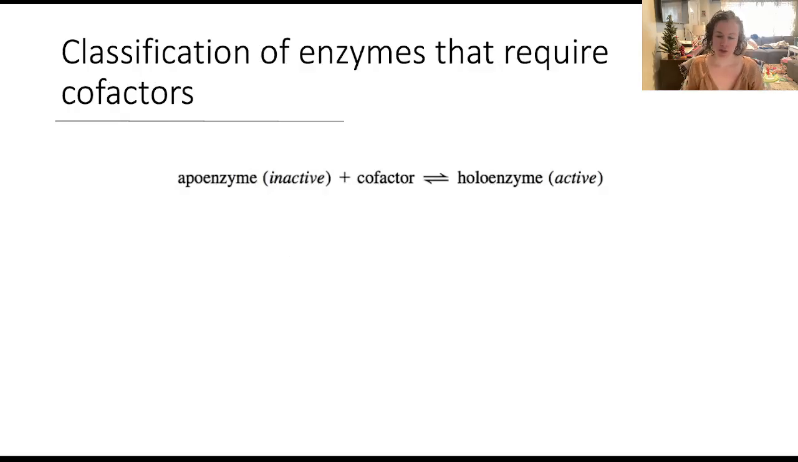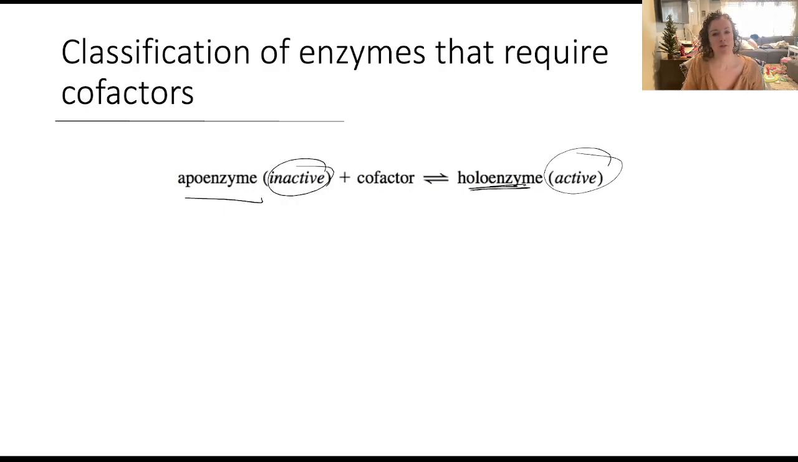And so we have some additional vocabulary to learn here. When we have an enzyme that requires a cofactor, but it's without its cofactor, we call it the apoenzyme. It is then inactive. But once we add in that cofactor, we call it the holoenzyme, and this is now active because it has the cofactor, which does the chemistry.